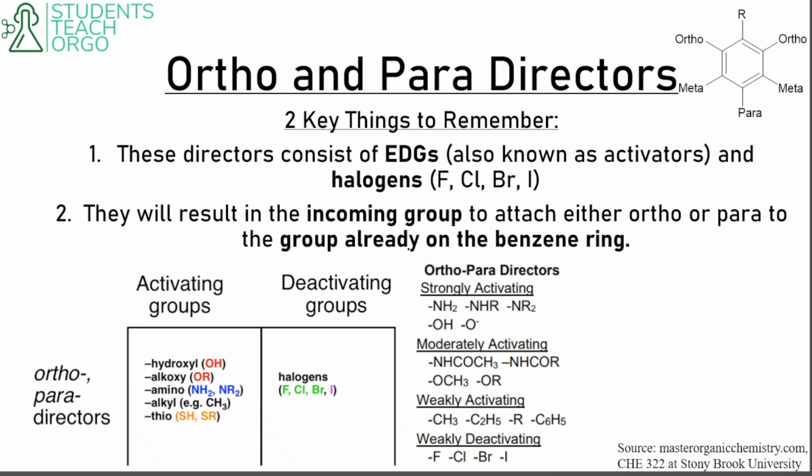All right, so what are ortho and para directors? You've got to remember two things. These directors are EDGs and halogens. The incoming group is going to attach either ortho or para to the group already on the ring. So remember, it's all relative to the group on the ring. Ortho-para directors include your hydroxyl, alkoxy, amino, alkyl, and thio groups, and your halogens. However, these first ones are considered the activating groups, which we'll get into in a minute, and the halogens are considered the deactivating groups. So all of these are your ortho-para directors. Hopefully that makes sense.